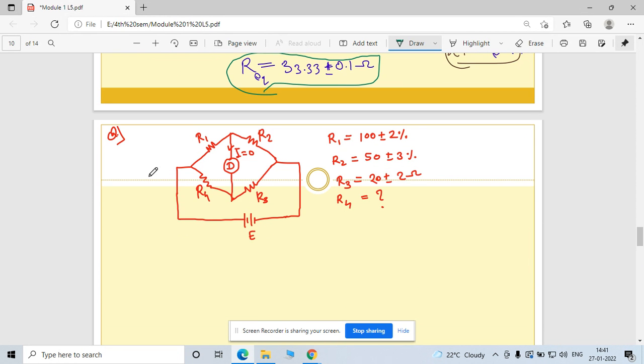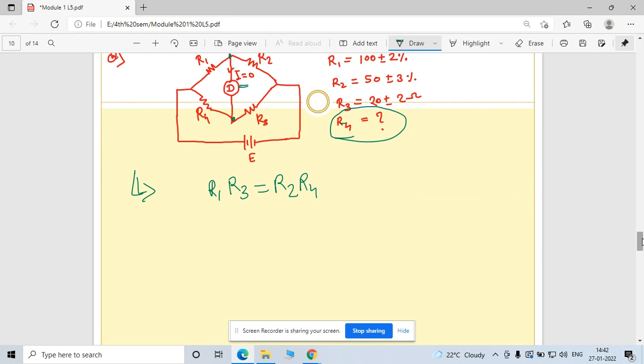Now, this is one more question. Here, the galvanometer is connected between these two ports, and the current showing is 0 ampere flowing through it. So what does it mean? It is a balanced bridge, right? Because this potential and this potential are the same, only then the current is zero. So under the balance condition, you need to find this R4. The criterion you need to use here is R1 R3 equal to R2 R4.